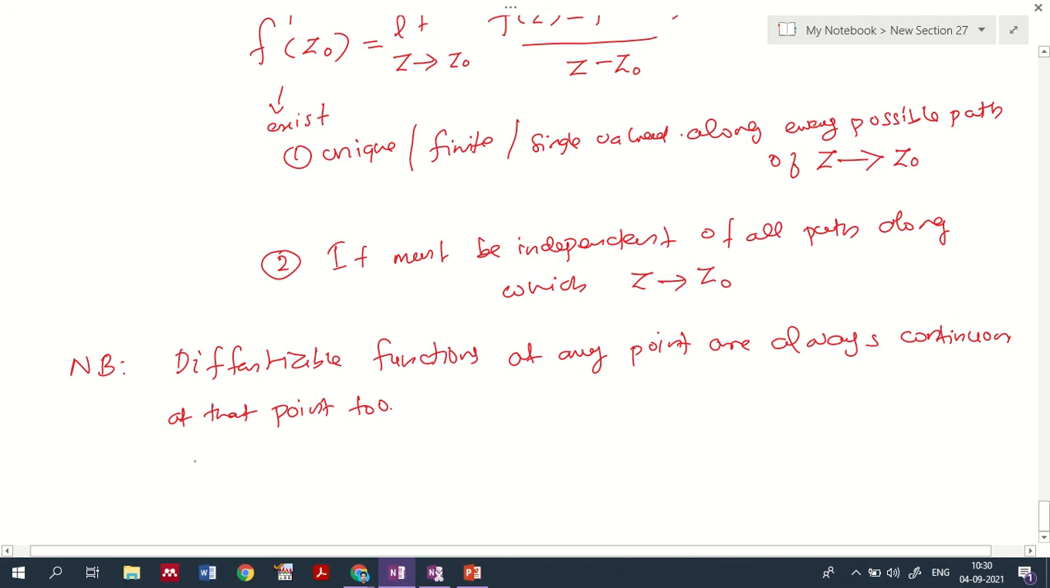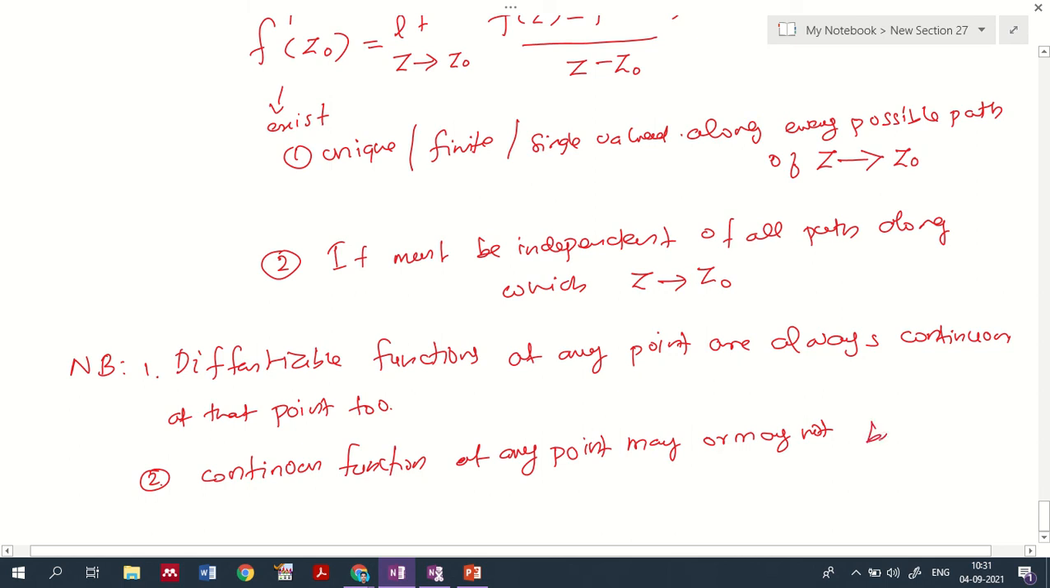And the second one is that continuous functions at any point may or may not be differentiable. But any differentiable function at any point will be continuous. So a continuous function at any point may or may not be differentiable, so you have to note down that point. So let me just do one example here, and after that we'll wind up today's session.